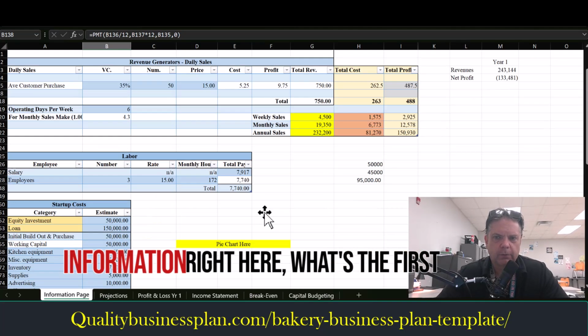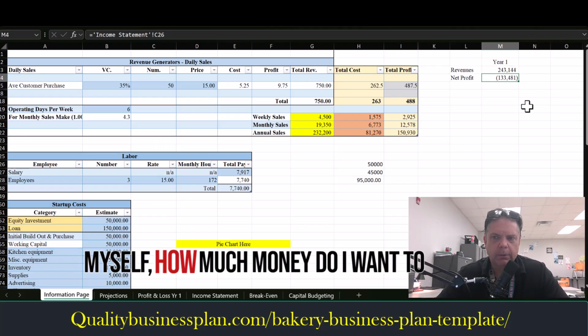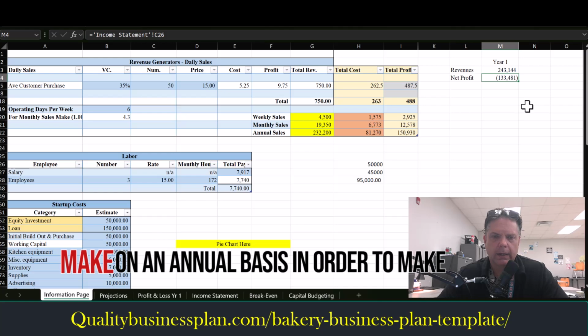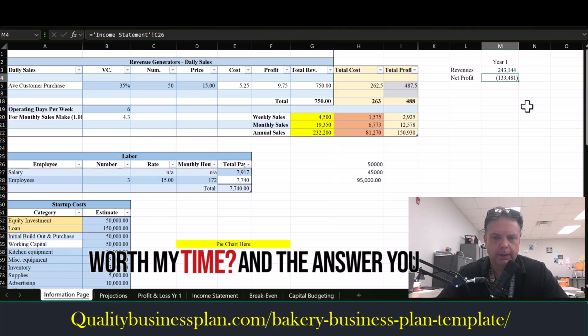All right, so with that information right here, the first thing I'm going to do is go ahead and take a look at the net profit. And I'm going to ask my client or ask myself, how much money do I want to make on an annual basis in order to make this profitable for me or actually make it worth my time?